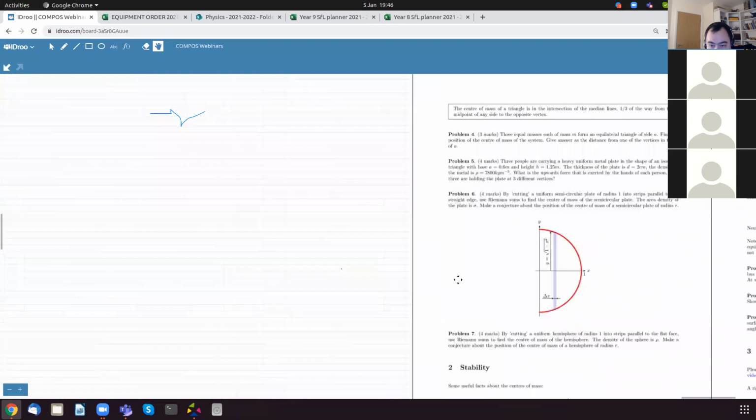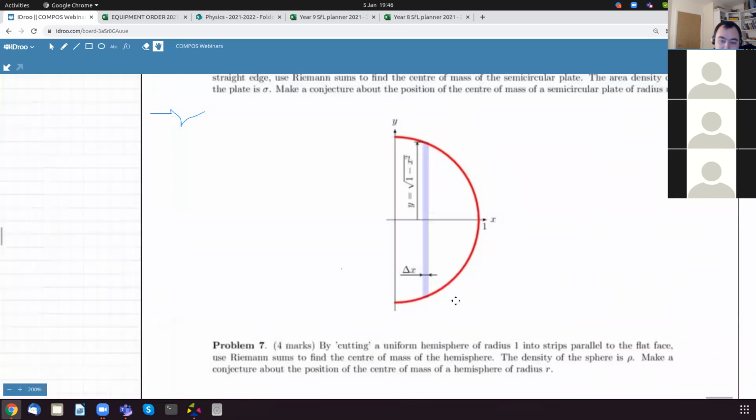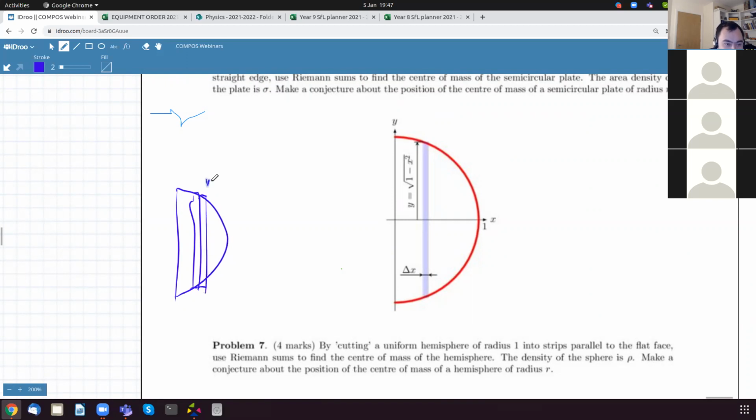So going back to this, we're going to have a hemisphere, and we're going to cut it into cylindrical slabs this time. Each slab has mass mi and x position xi. So the x-axis can go like this, the y-axis can go like this, and you can use y equal to the square root of 1 minus x squared.